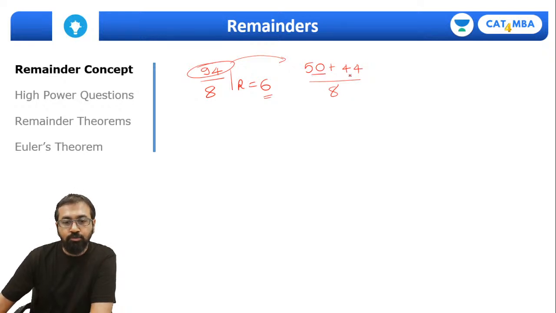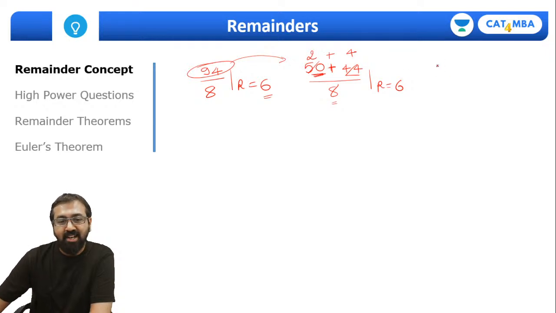When you have two numbers in addition and you divide by a common divisor, you'll divide each number separately. Let's divide 50 by 8, the remainder will be 2. Let's divide 44 by 8, the remainder will be 4. Since these two numbers are in addition, you will just add these remainders and again you will get the remainder as 6. Isn't that logical? Correct. In the same way, this 94 can also be written as 47 into 2. 47 2s are 94. So what if I wish to divide this 47 into 2 by 8? Again, you can divide each individual number by 8.